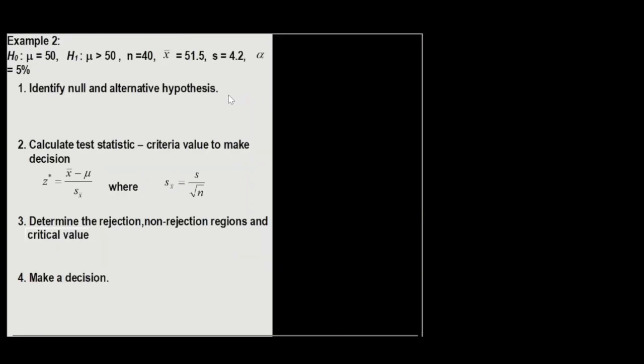That's it. We start by identifying the null and alternative hypothesis. The null hypothesis is provided here: mu is 50. The alternative, mu is greater than 50. Next step, calculate the test statistic. We need to know your sample size.